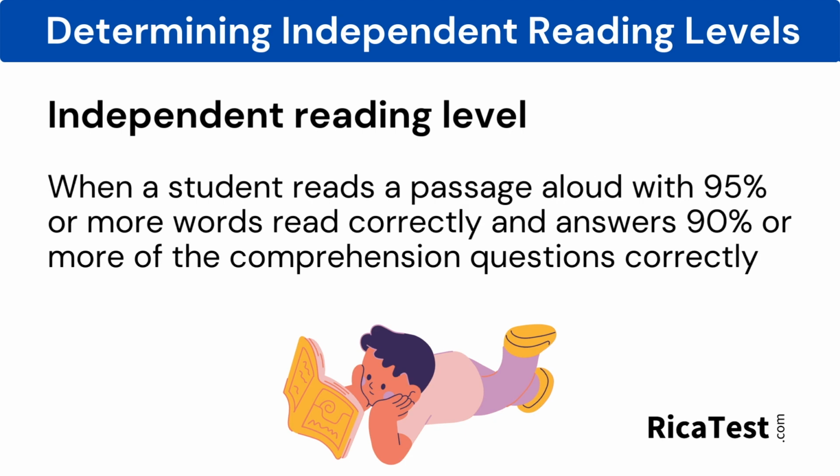A student's independent reading level is reached when the student reads a passage aloud with 95% or more words read correctly and answers 90% or more of the comprehension questions correctly.